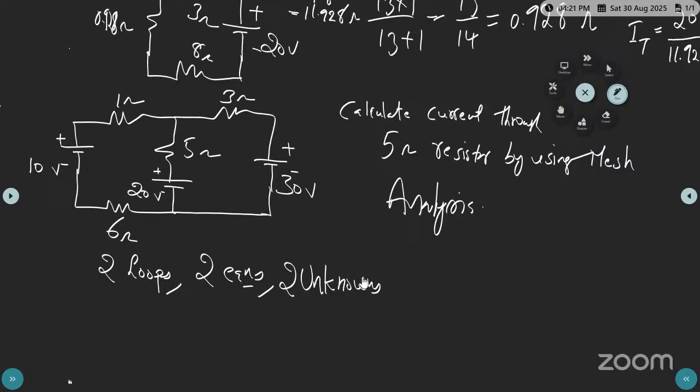So in mesh analysis, what are the unknowns now? Two unknowns means I1 and I2. So loop 1 is, loop 2 means, so this is the first step: identification of the number of loops present in a given problem. The number of loops is equal to the number of equations, which is the number of unknowns. The unknowns in mesh analysis are always currents, that is I1 and I2.